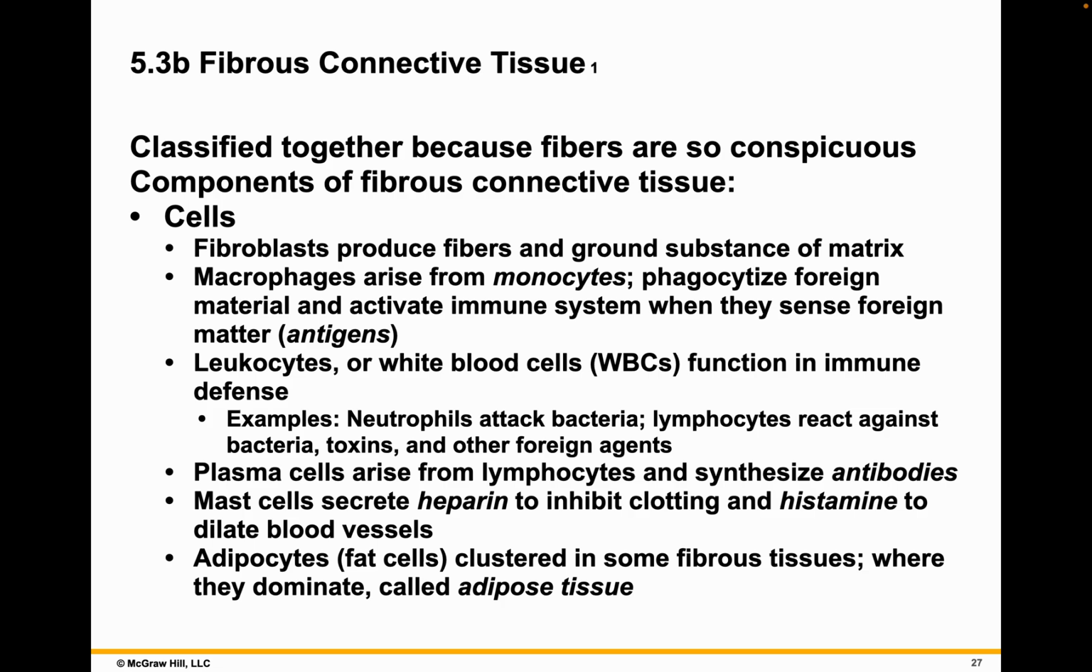Leukocytes, or white blood cells, function in immune defense. Plasma cells arise from lymphocytes and synthesize antibodies. Mast cells secrete heparin, which inhibits clotting, and histamine to dilate blood vessels. Adipocytes, fat cells, are clustered in some fibrous tissues where they dominate, called adipose tissue. So these are all cells you would find within fibrous connective tissue.